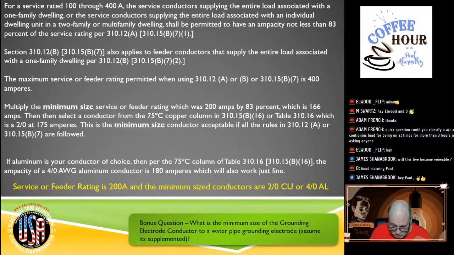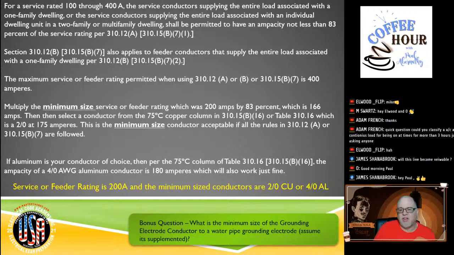So it looks to me that I can have a 2-aught, which is smaller than 3-aught, obviously. So, you know, there you go. It can be a 2-aught. So I can select that. Now, that is the minimum size. It cannot have an ampacity less than 83% of whatever the service rating is.